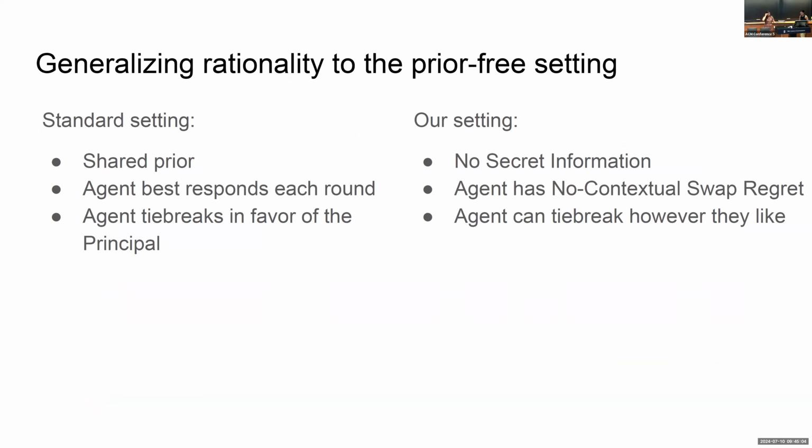Okay, finally, typically in these settings, we think about the agent being able to tie break in favor of the principal. This is an assumption that is typically made in the Stackelberg case. But in our setting, we let the agent tie break however they like, including adversarially, sort of against us. And so we have to handle that in our work.